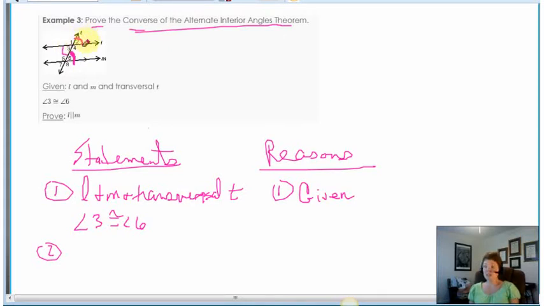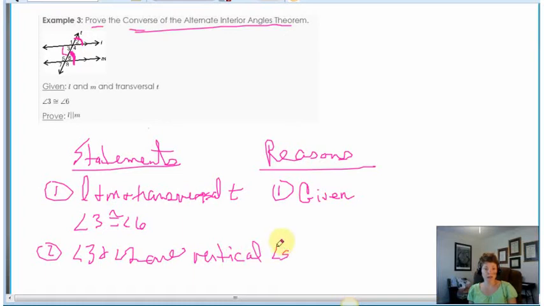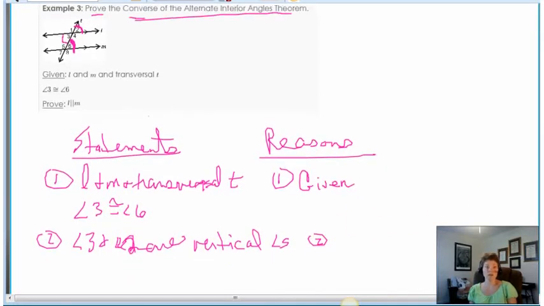Well, let me back up just a second, because what kind of angles are angle 3 and angle 2? That's the first statement. Angle 3 and angle 2 are what kind of angles? Vertical angles. Okay, hopefully you can read that. Angle 3 and angle 2 are vertical angles. Now, how do you know that? Well, because they are. I can look at them and tell. Okay, so that's the definition of vertical angles.